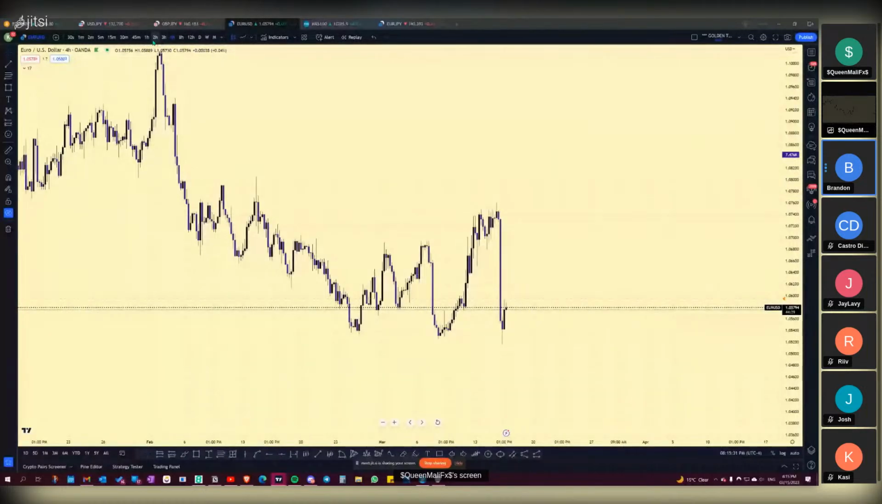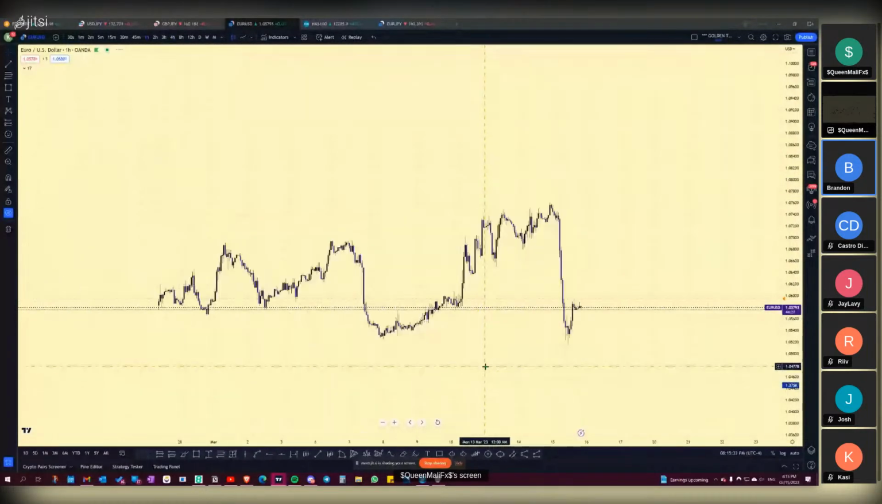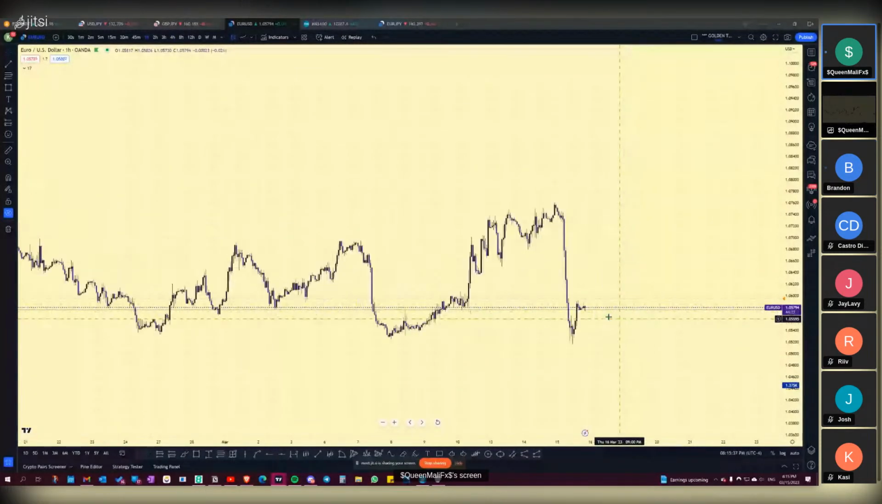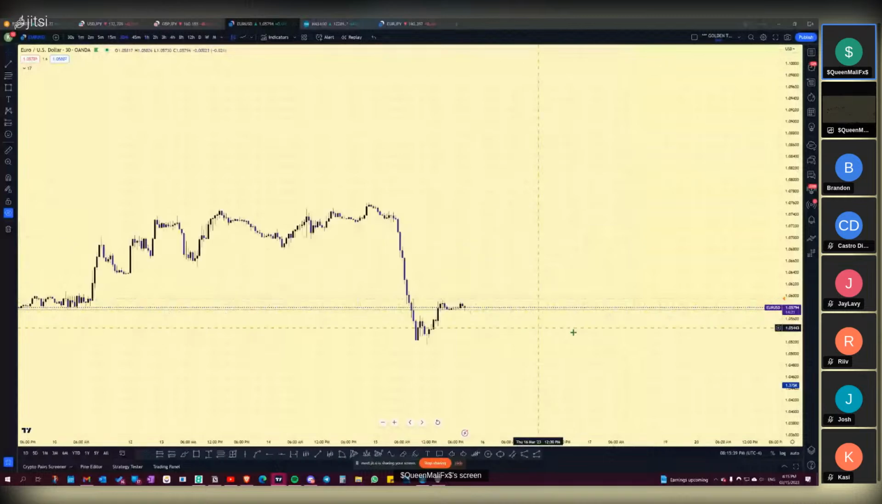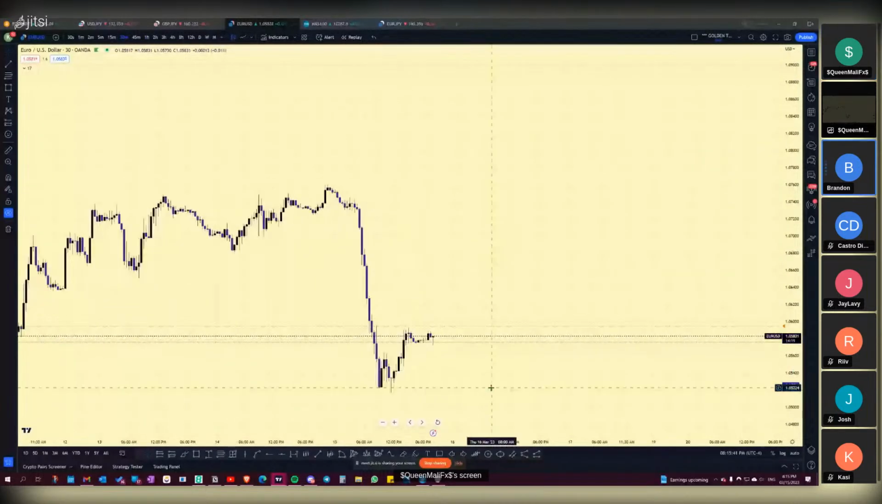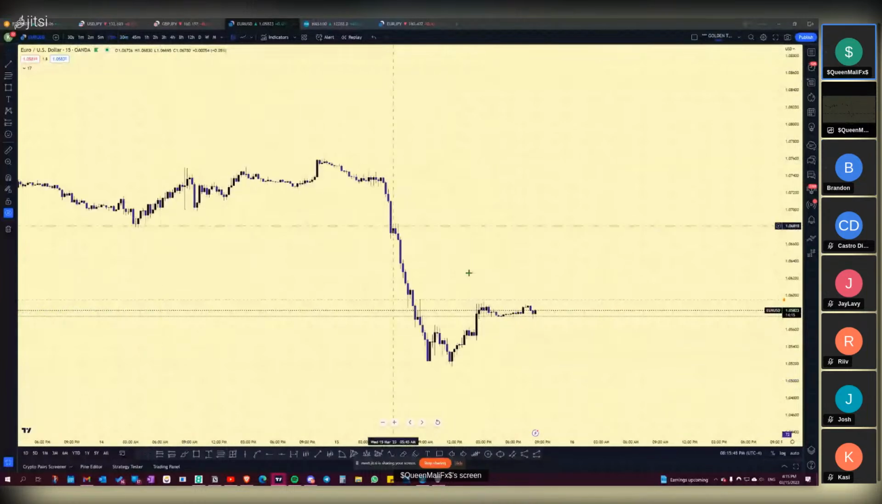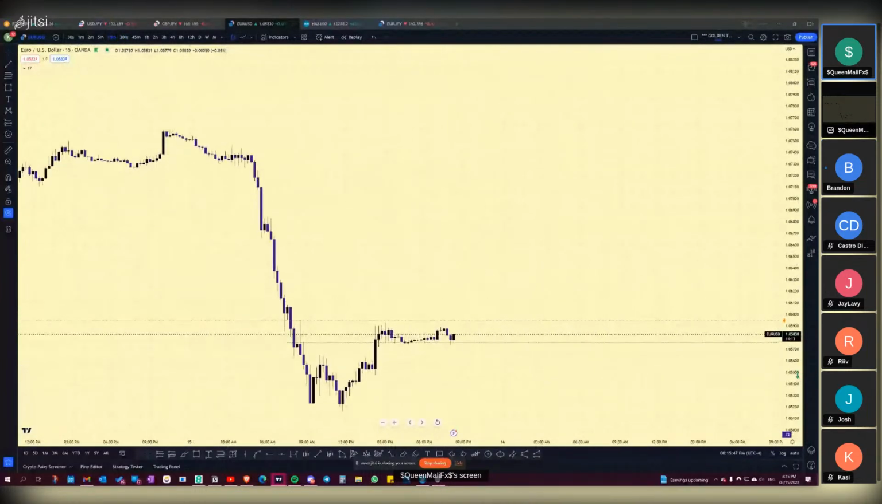So you mean to tell me you bought because price was at a discount? Yes, it's at a great discount still. Okay, and I'm watching it still. That's nice. And what pair is this? This is Euro USD. Okay, that was a nice breakdown.